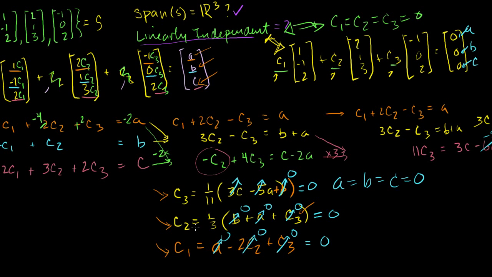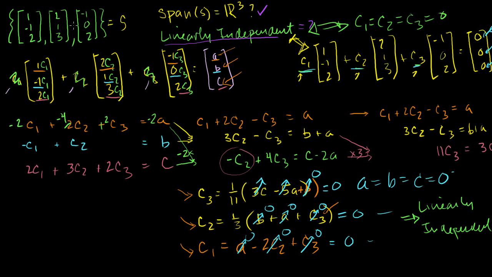So the only solution to this equation, the only linear combination of these three vectors that results in the 0 vector, is when you weight all of them by 0. I just showed you that C1, C2, and C3 all have to be 0. And because they're all 0, we know that this is a linearly independent set of vectors, or that none of these vectors can be represented as a combination of the other two.